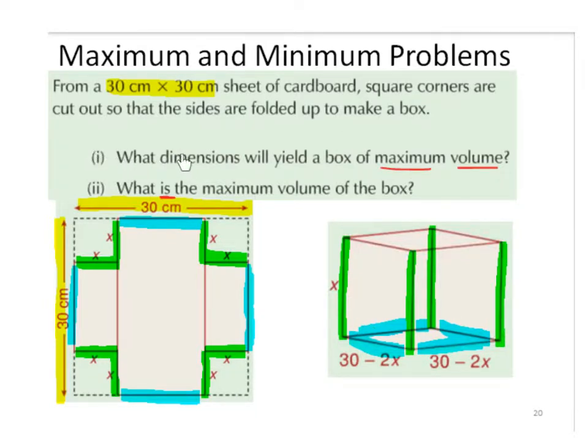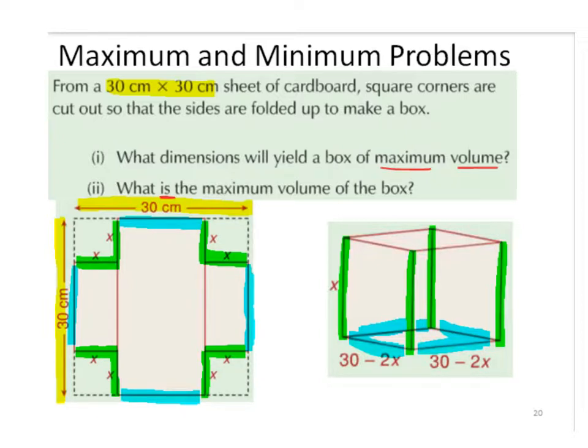Question 1. What dimensions will yield a maximum volume? And question 2. What is the maximum volume of the box? So what dimensions? So that means length, width and height. We're trying to find the dimensions, the measurements that will give us the maximum volume. And then for question 2, we just work out the maximum volume.